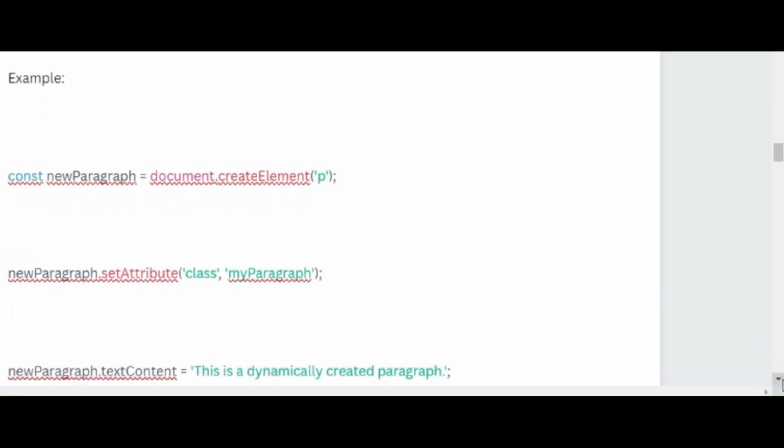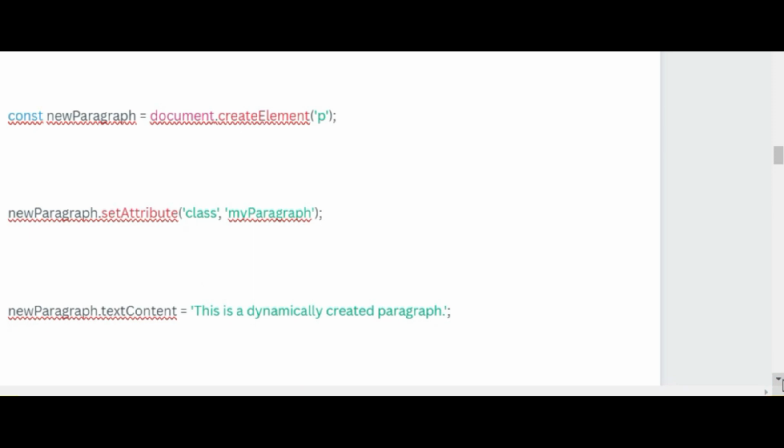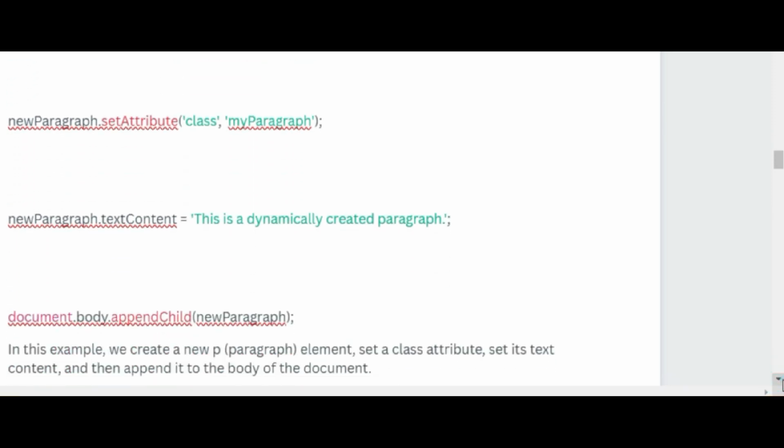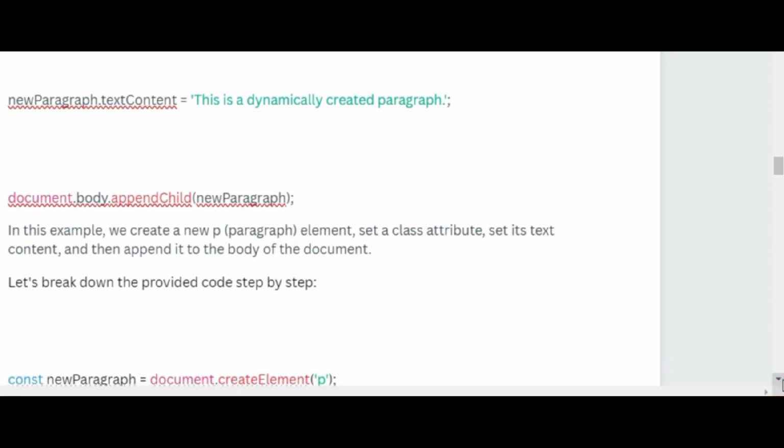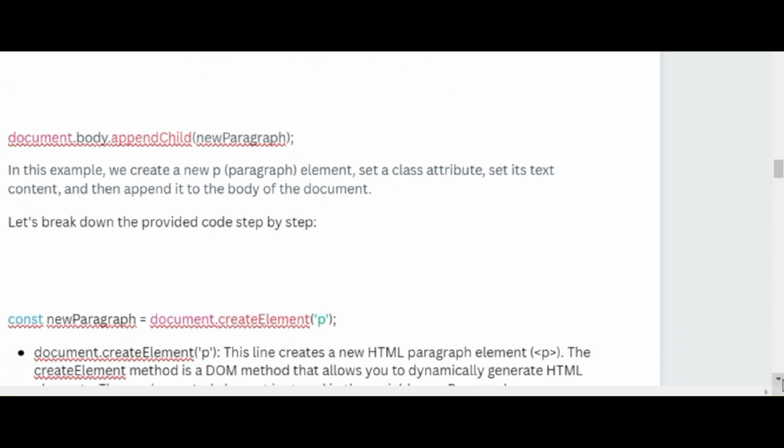Example: const newParagraph = document.createElement('p'); newParagraph.setAttribute('class', 'my-paragraph'); newParagraph.textContent = 'This is a dynamically created paragraph'; document.body.appendChild(newParagraph). In this example, we create a new paragraph element, set a class attribute, set its text content, and then append it to the body of the document.